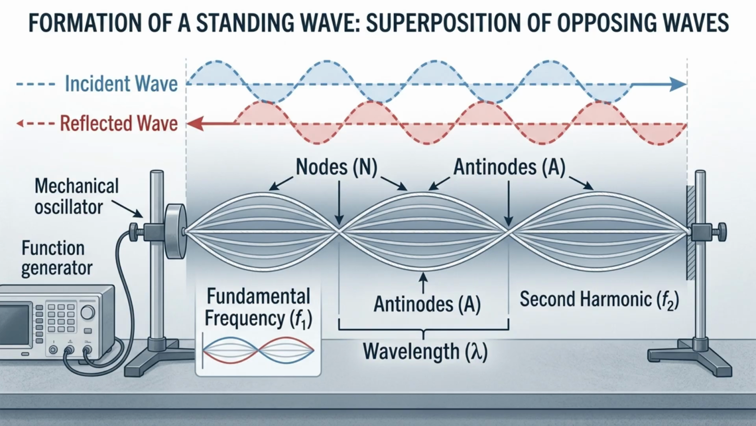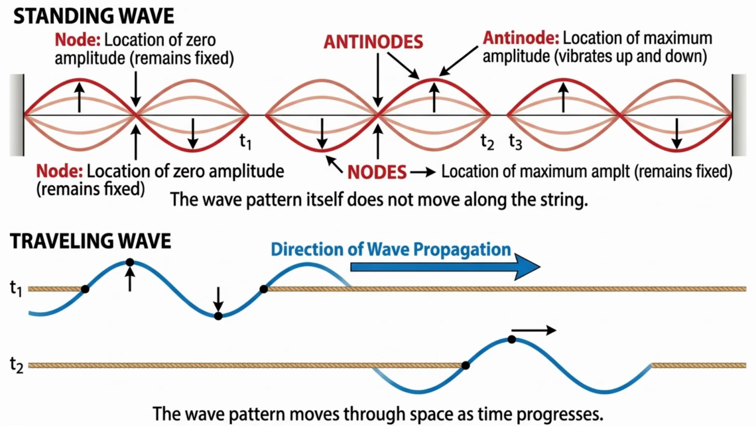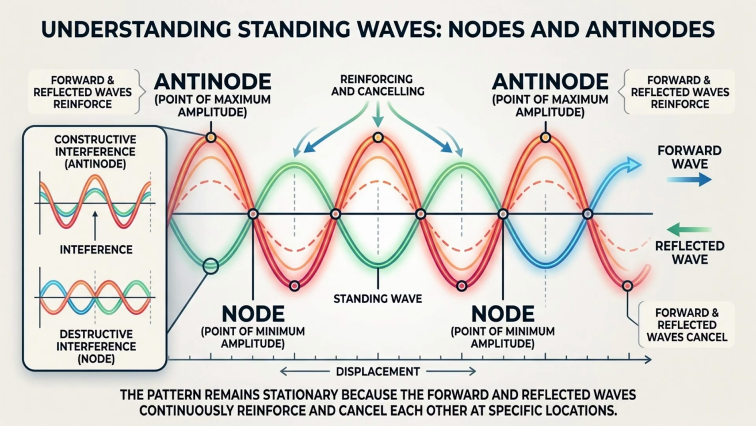A standing wave is a stationary wave pattern formed by the combination of two waves traveling in opposite directions with the same frequency. Unlike ordinary traveling waves, standing waves do not appear to move through space. Instead, specific locations experience maximum amplitude, while other locations experience minimum amplitude. These locations remain fixed rather than moving along the transmission path. The points of maximum amplitude are called antinodes, while the points of minimum amplitude are called nodes. The pattern remains stationary because the forward and reflected waves continuously reinforce and cancel each other at specific locations.